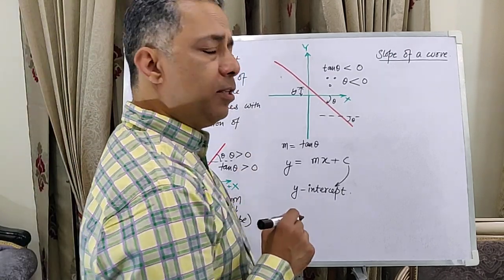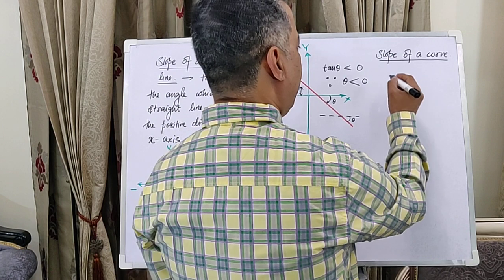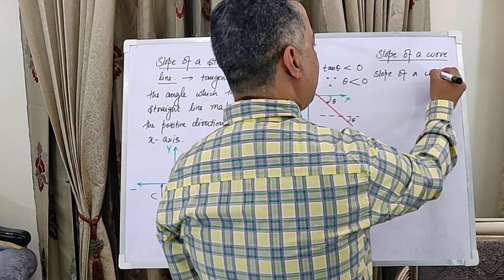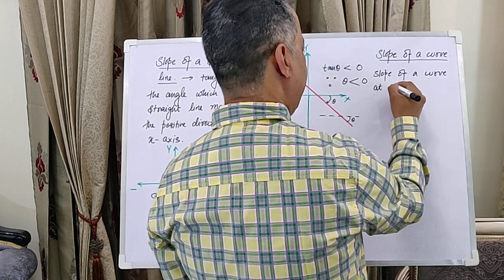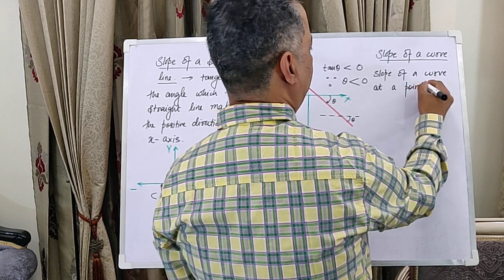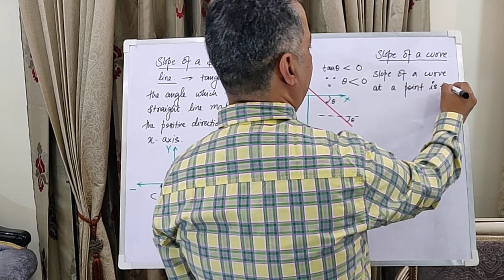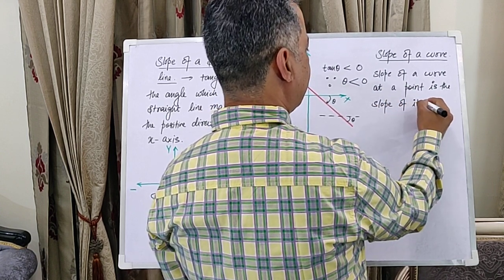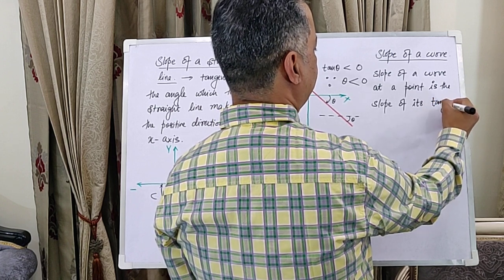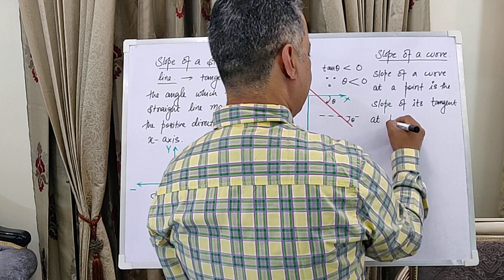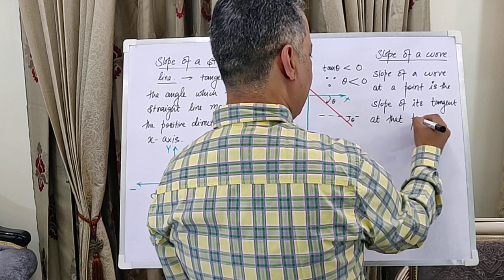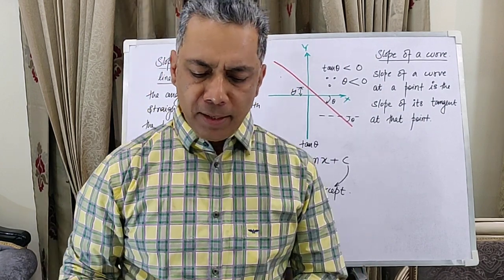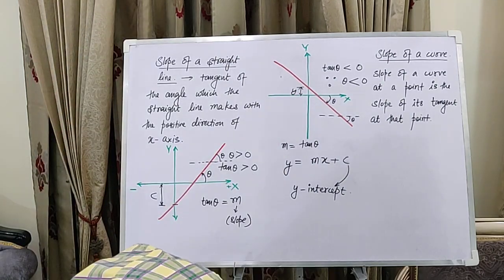So how do we define the slope of a curve? Well, slope of a curve at a point is the slope of its tangent at that point. Slope of a curve at a point is the slope of its tangent at that point.